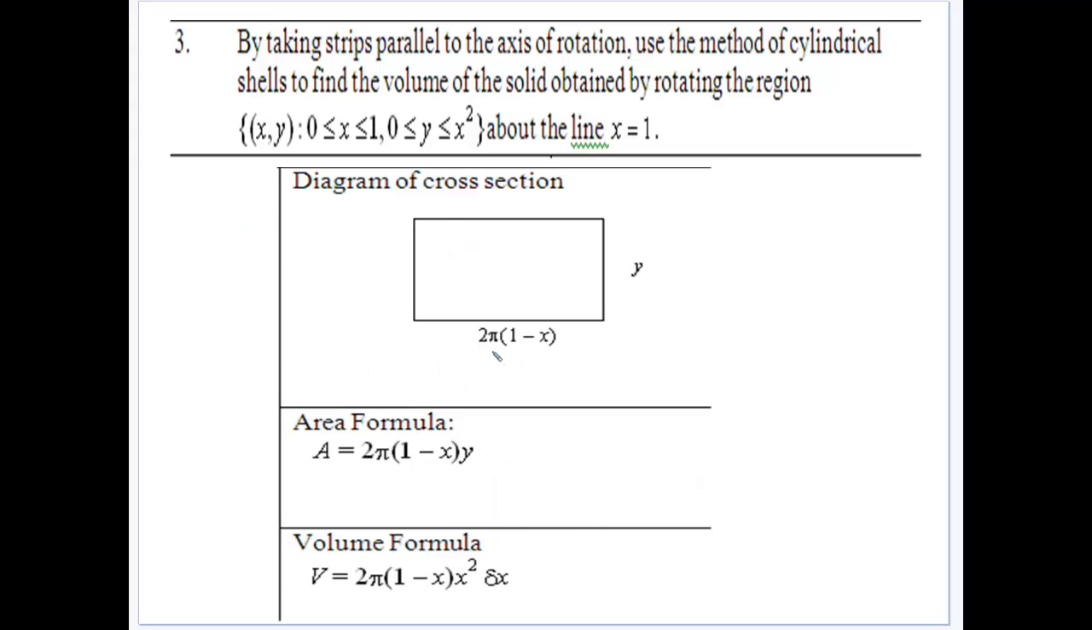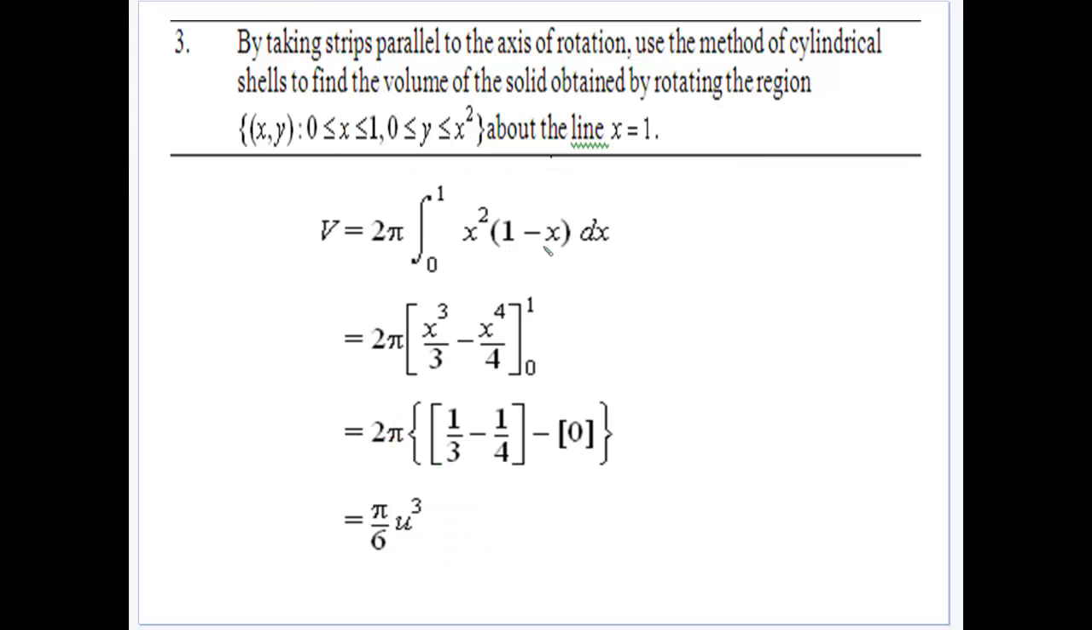So 2 pi r becomes 2 pi 1 minus x, and our height is y. So there's our area formula, 2 pi 1 minus x times the y, and then we do a substitution of y is equal to x squared, because it's going to be in thickness of delta x. So that'll help us give our volume, and again we can use our values there between 0 and 1 again, expand out and integrate, and we can end up with pi on 6.